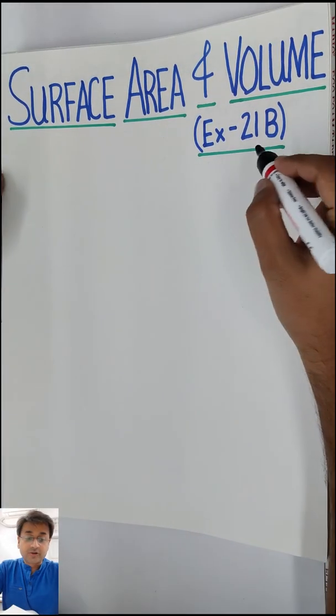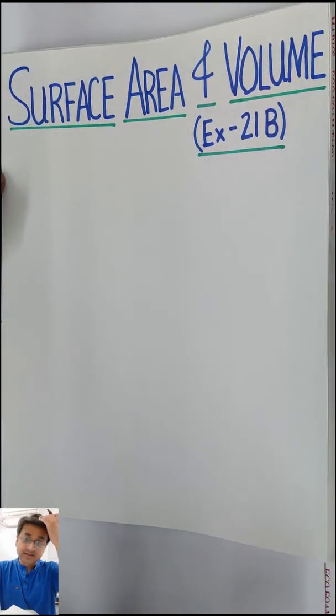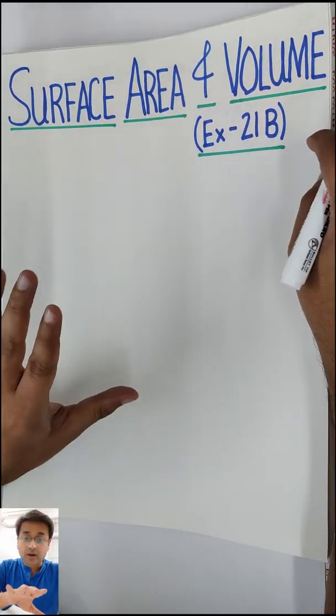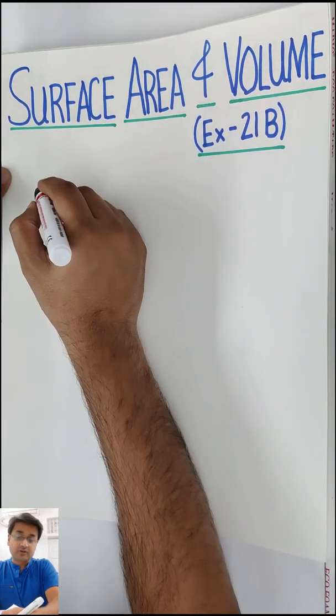Hi, we're getting into exercise 21B for surface area and volume, and this is the second exercise again based on cube and cuboid, but there is a new concept in the surface area that we need to understand.